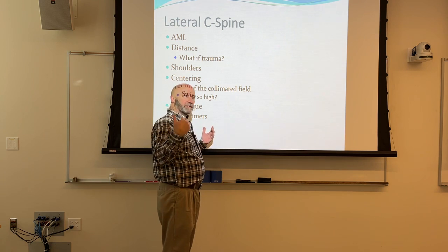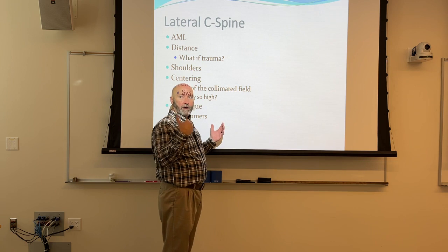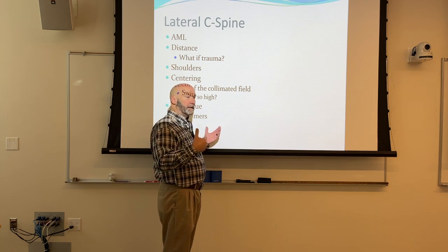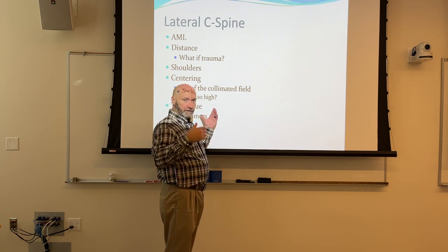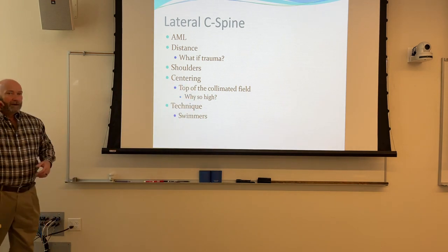So that the most perpendicular portion of the central ray is on that lower portion of the C-spine. That's going to project everything else up and away from the shoulder. But it's important to get a good pull on the shoulder.